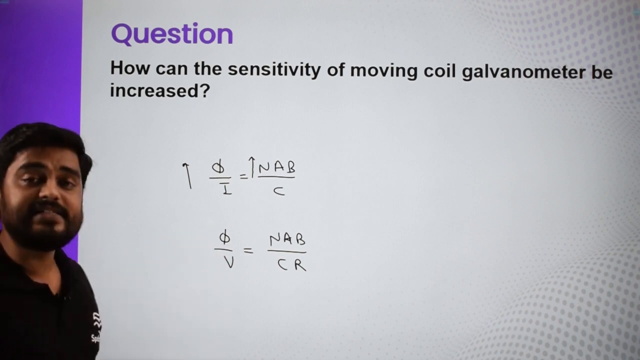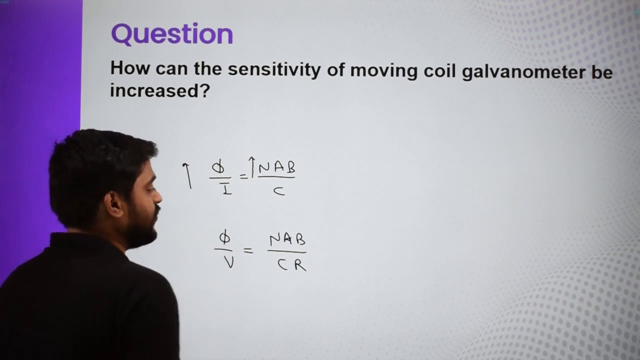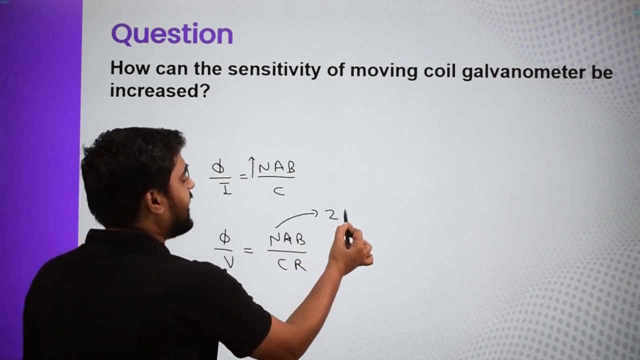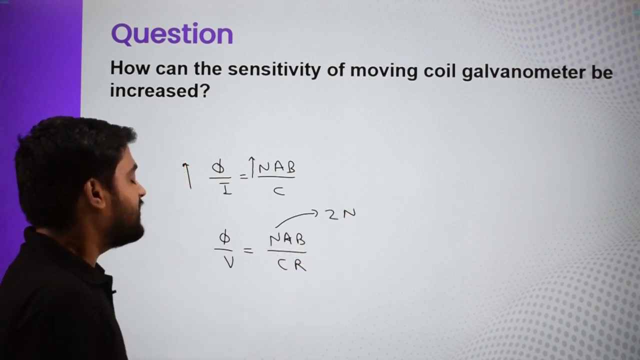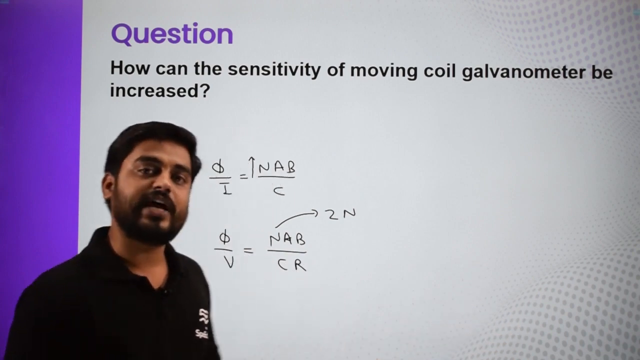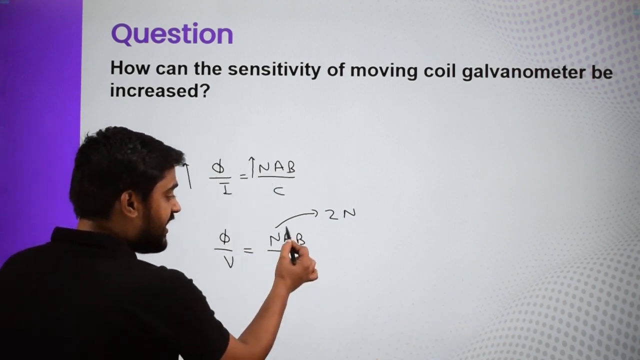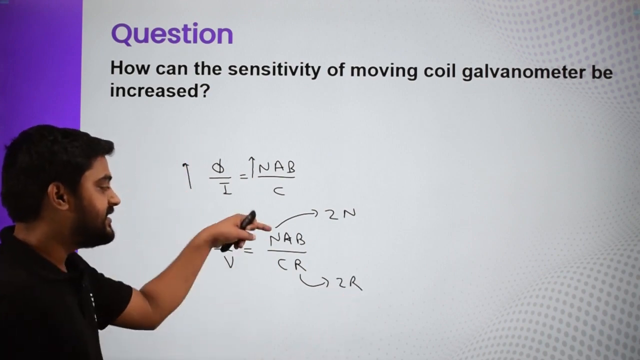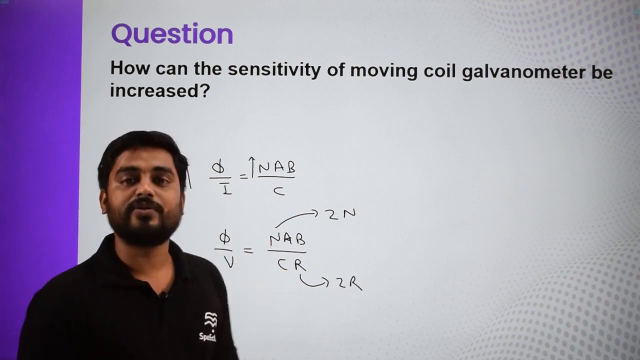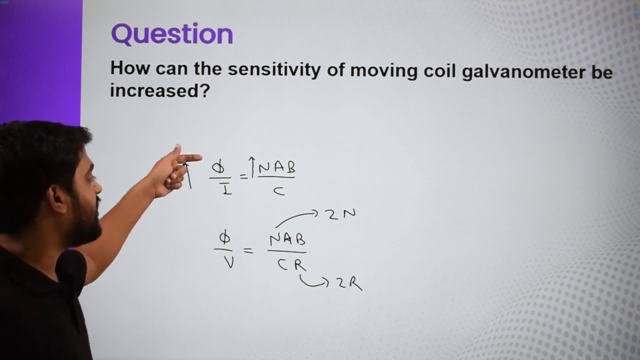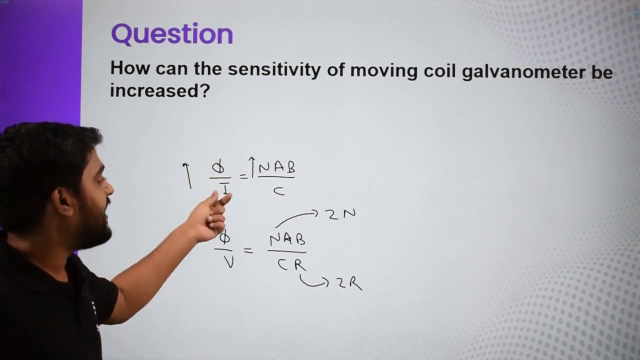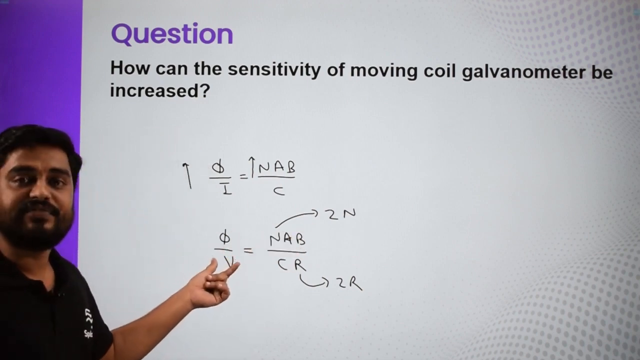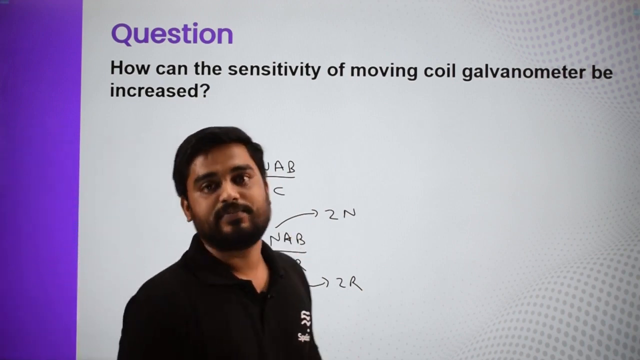But will the voltage sensitivity change? The answer is no, because if N, the number of turns, becomes, let's say, 2 times, then at the same time the wire length also becomes 2 times, and since we are keeping the area of cross section the same, resistance also becomes 2R. So this is a ratio, and the N by R ratio remains a constant. So if you make the current sensitivity twice by doubling the number of turns in the coil, then voltage sensitivity doesn't change, it remains the same. So that's all.